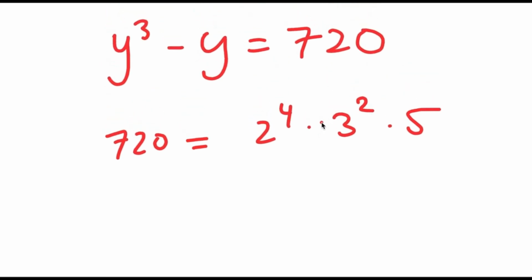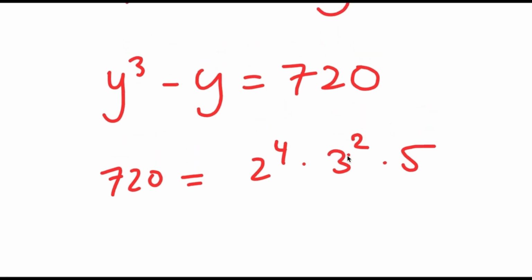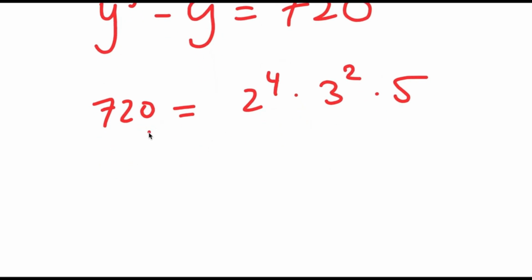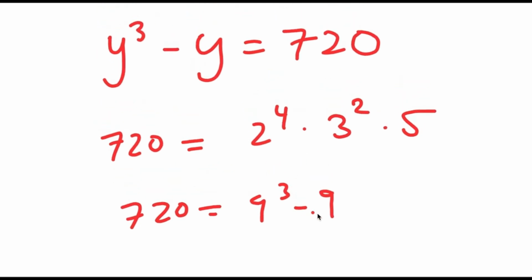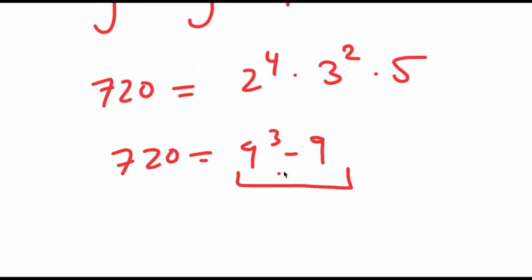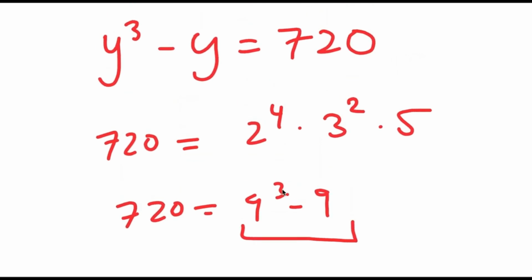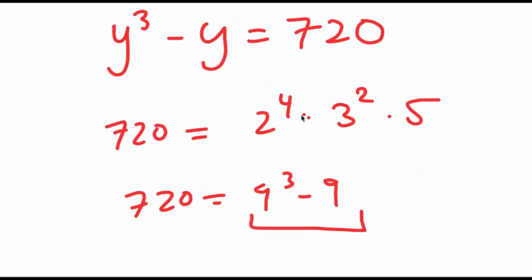So 720 is equal to 9 to the power of 3 minus 9, because 9 to the power of 3 is 729, and 729 minus 9 is 720. And what I'm going to do now is plug this in for 720.